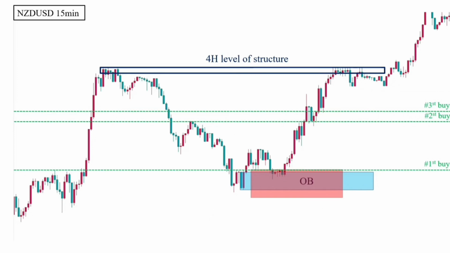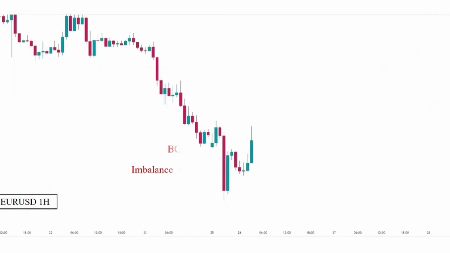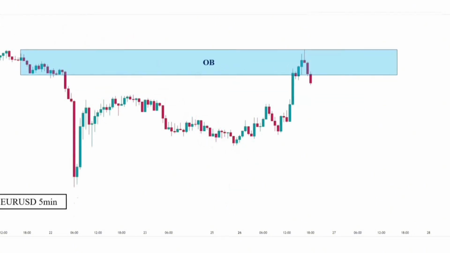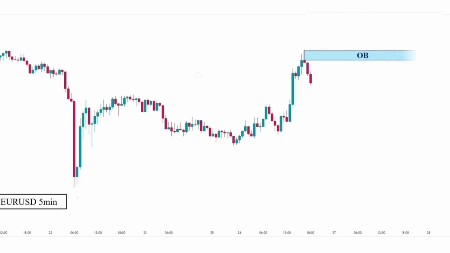Now, let us look at the Euro-Dollar 1 hour time frame. Here, we can immediately notice this impulsive move to the downside with imbalance and BOS. So, we draw our order block. Now that the price has reached this level, let's zoom in to the 5 minutes time frame and look for entries. Here we can see that we have already made a change of character, since the candles have broken and closed below this level. So we mark this recent 5 minutes order block and place our sell order.